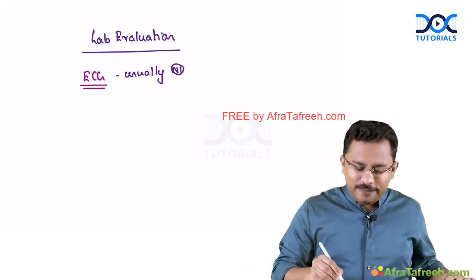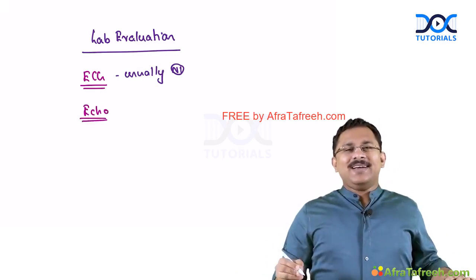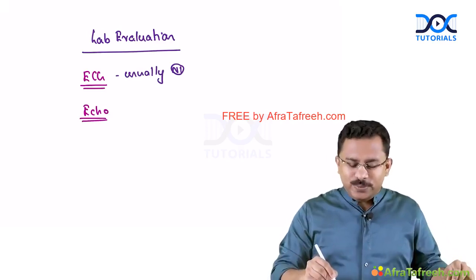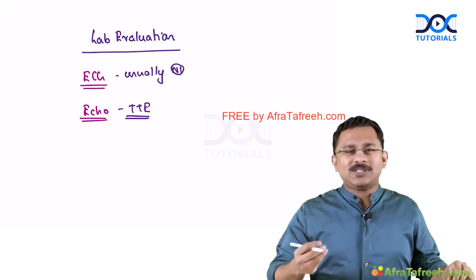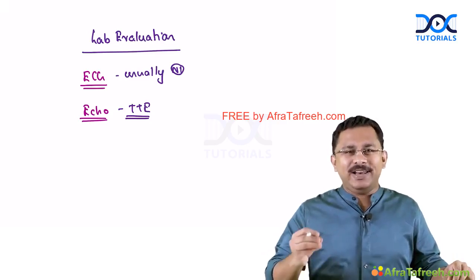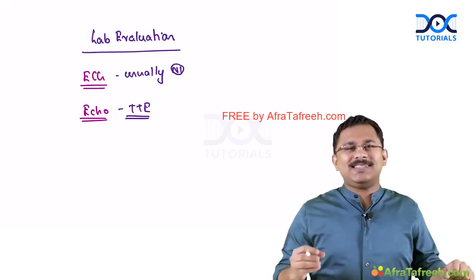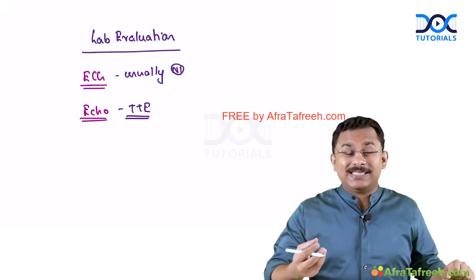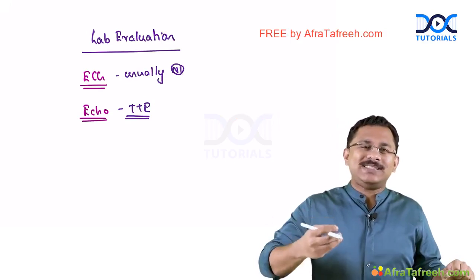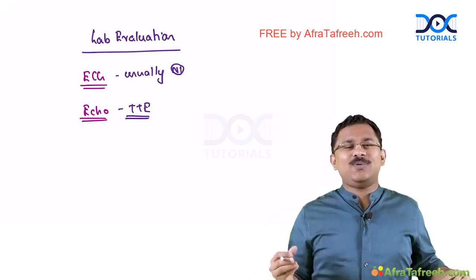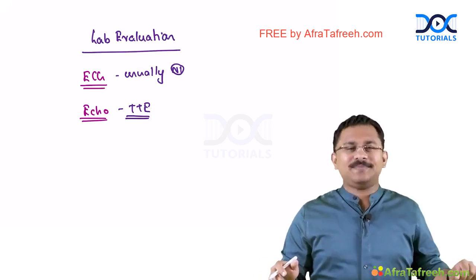What about the role of echo? Remember, MVP is diagnosed usually by a transthoracic echocardiography, which will demonstrate the prolapse of the mitral valve leaflets. It will help to assess the subvalvular structures as well. It will help to assess mitral regurgitation. It will help to assess any other hemodynamic consequence of the MVP. All this is possible by echocardiography.